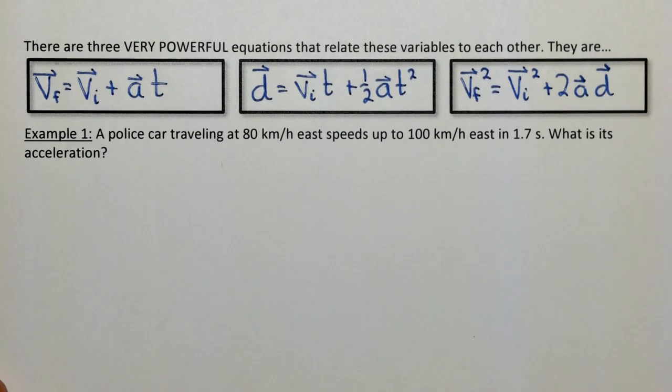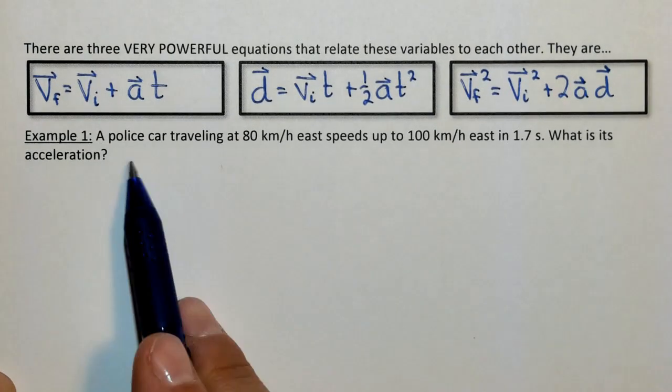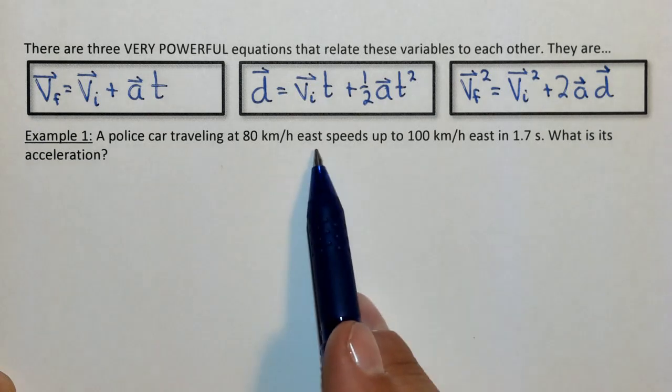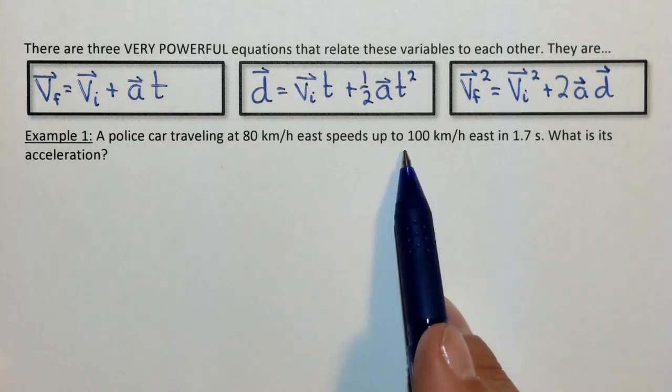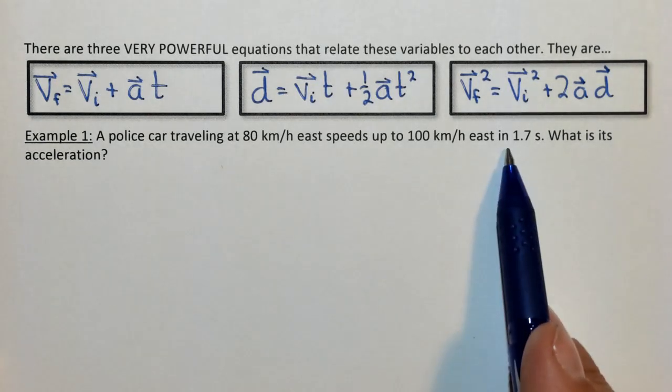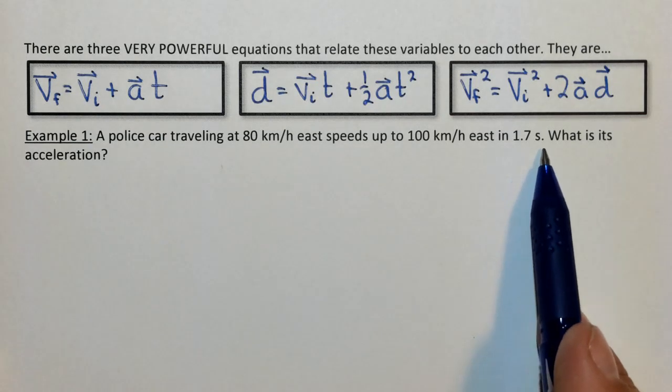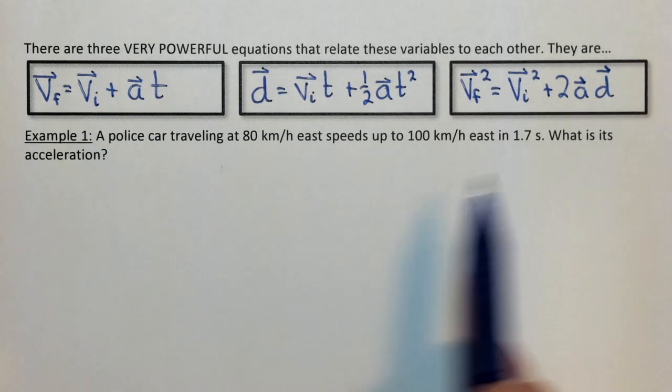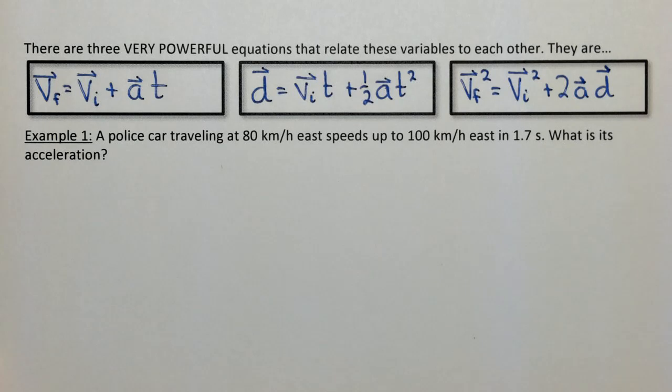Example 1. A police car traveling at 80 kilometers an hour east speeds up to 100 kilometers an hour east in 1.7 seconds. What is its acceleration?